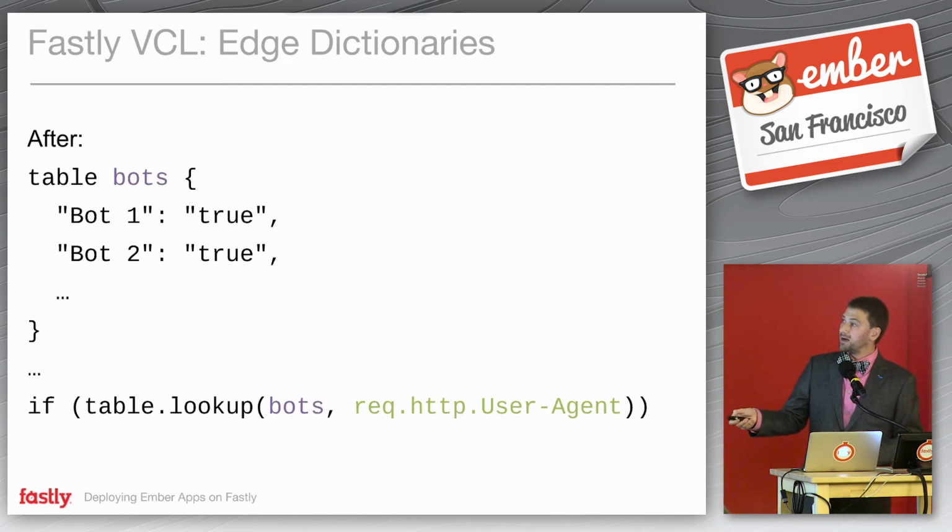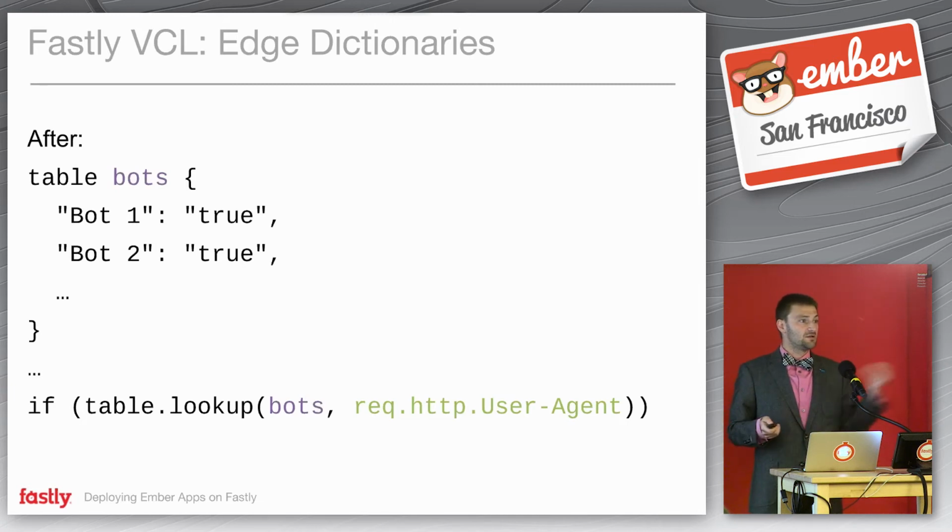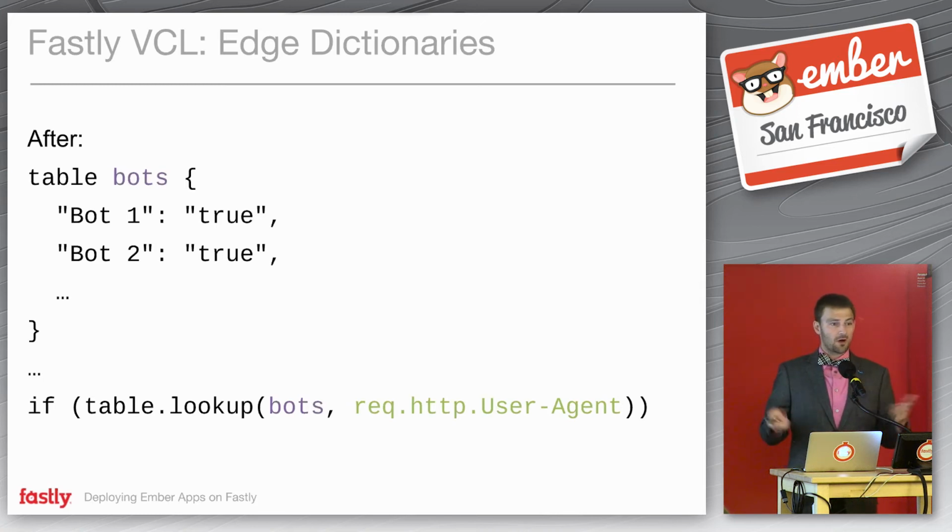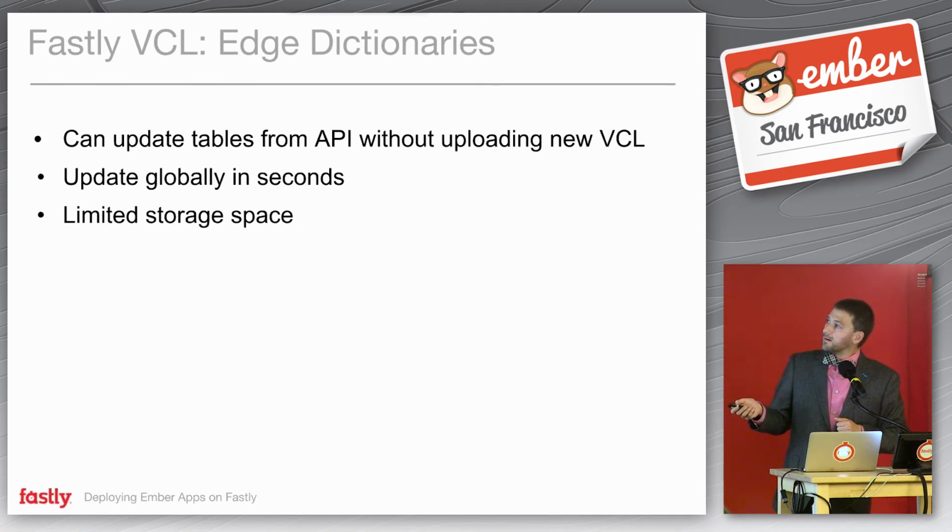But this table object now lets us specify a list of objects that we're going to compare against, and we'll do a lookup. And the nice thing about this is you can add to this table and remove from it without recompiling your VCL. So you can just, through the API, add and remove from this table, and it will automatically happen in real time. So when you make an API request to Fastly to update an entry in that table, it'll be around worldwide in a few seconds.